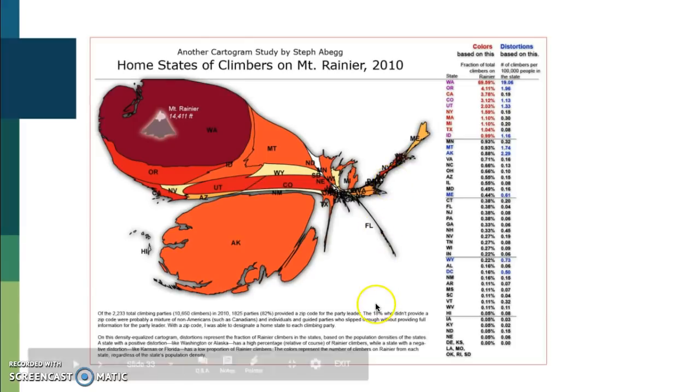So again, a cartogram distorts your data to prove a point, and it just makes for a really interesting visual aid. Because if I look at this, it does not look at all like the United States, but it's proving a point, and I'm able to quickly identify the states that have the most climbers.